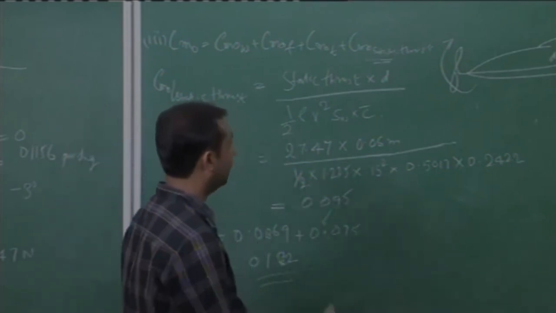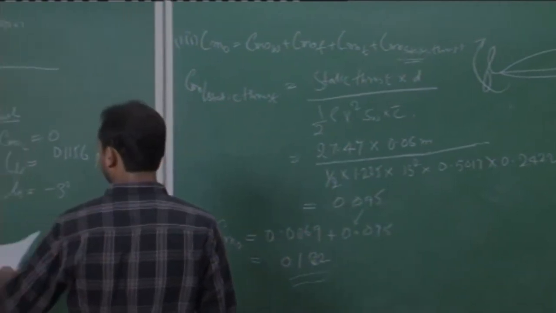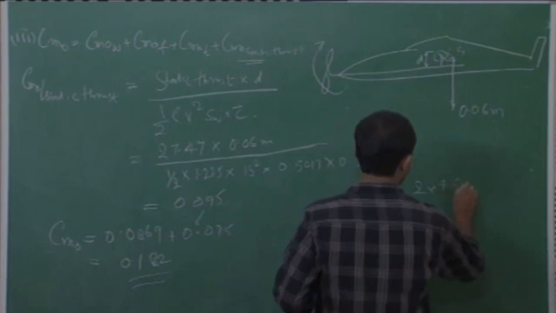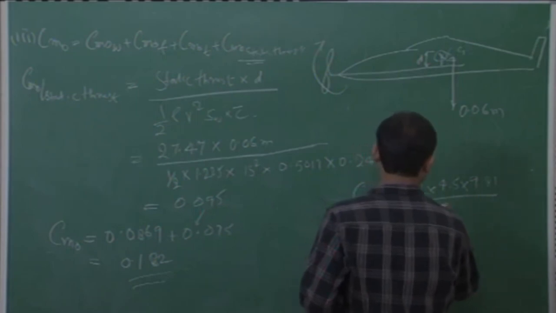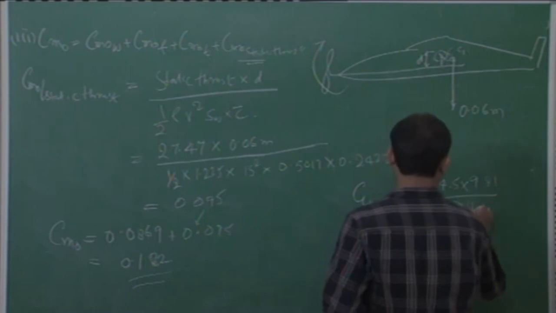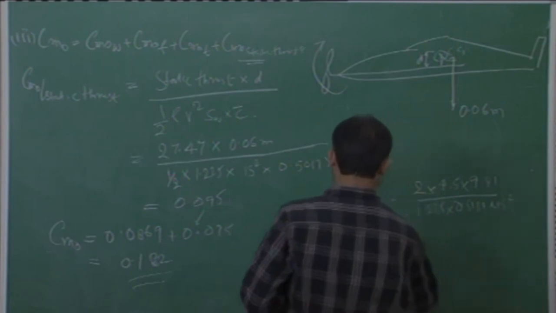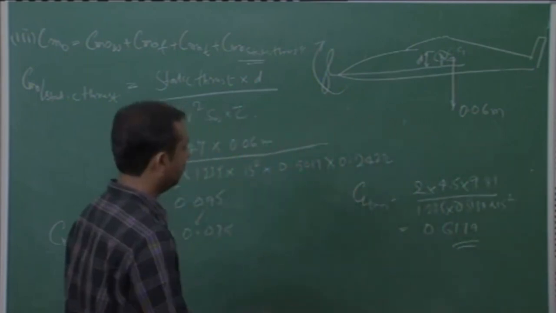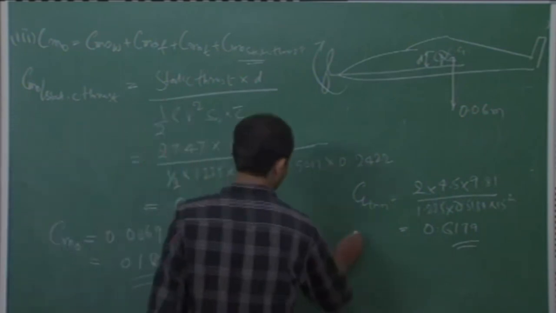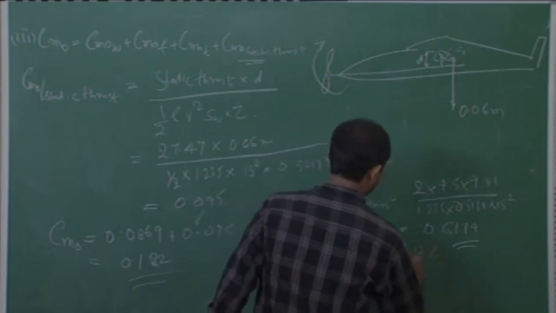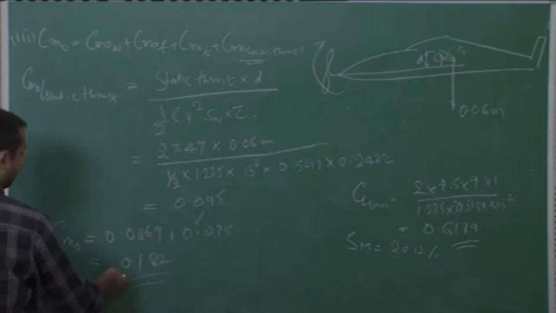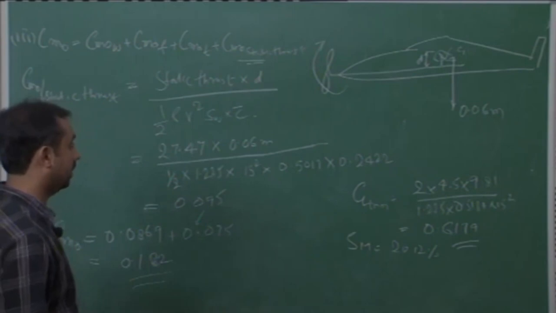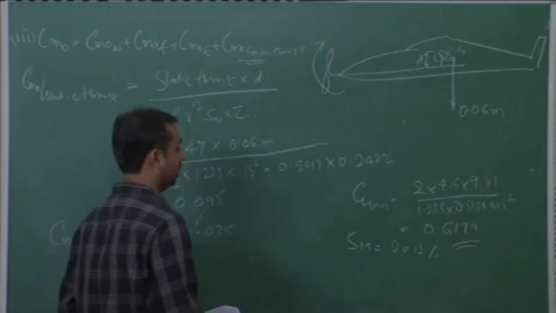So, suppose I want to trim my aircraft for velocity 15 meters per second. Your CL will be 2 into 4.5 into 9.81 by 1.225, S was 0.5184, into 15 meters square, which we will get as 0.619. Suppose I want to trim my aircraft at CL 0.6179 while maintaining a static margin of 20.12%, and I am getting CM naught with the thrust line and CG misalignment as 0.182. So, what should be my elevator deflection so that I nullify my net pitching moment and get a trim at 0.6179?